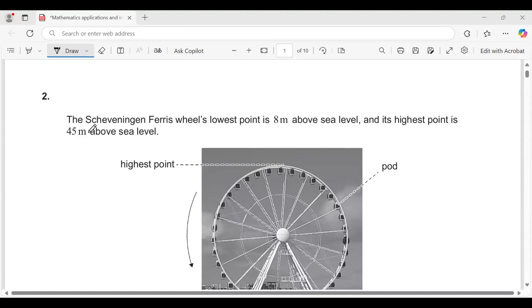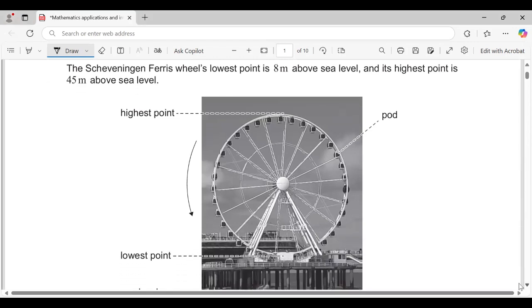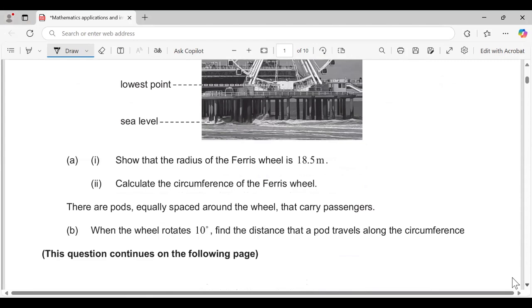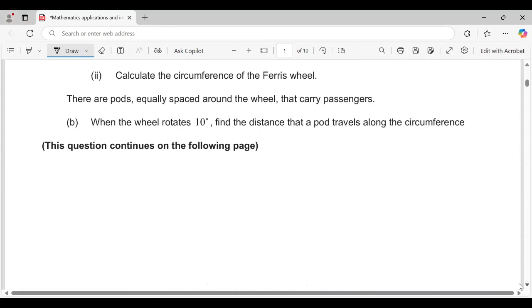Number two, the Scheveningen Ferris wheel's lowest point is 8 meters above sea level, and its highest point is 45 meters above sea level. This is a diagram, highest point, lowest point, and this is the plot. Show that the radius of the Ferris wheel is 18.5 meters. Calculate the circumference of the Ferris wheel.